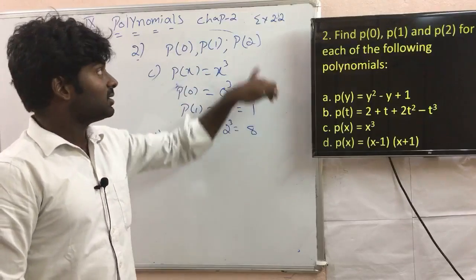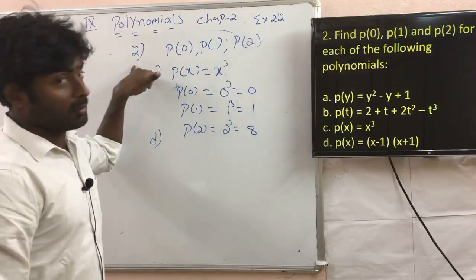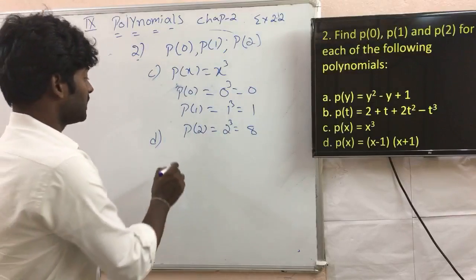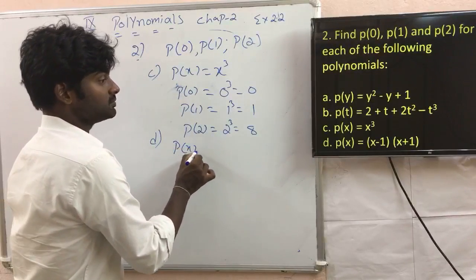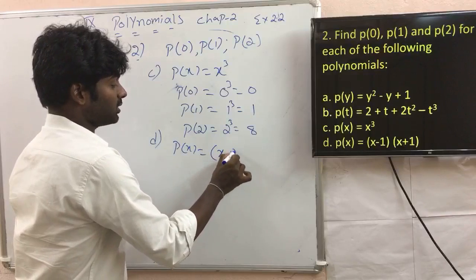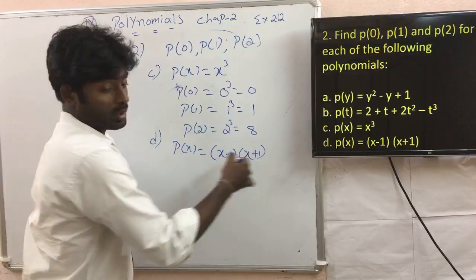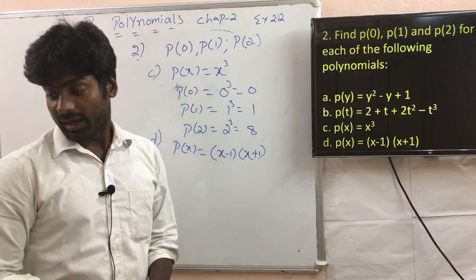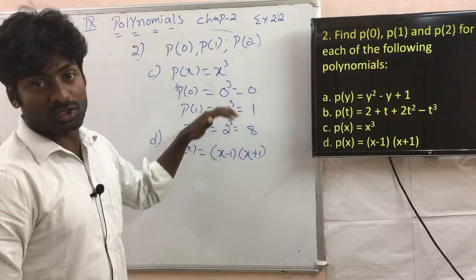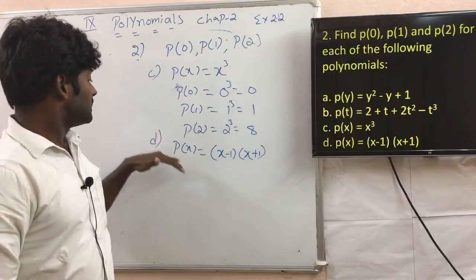Now polynomials chapter, exercise 2.2, second main fourth sum. P of x equals x minus 1 into x plus 1. This is the polynomial from exercise 2.2, second main fourth sum.